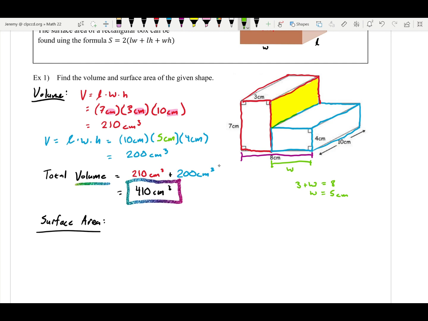But if I want to find that height right there, maybe I'll just call that H. The total height of this whole entire shape is 7 centimeters, and I want to subtract from it this height right here, which is 4 centimeters. So 7 minus 4 tells me this is going to be 3 centimeters.